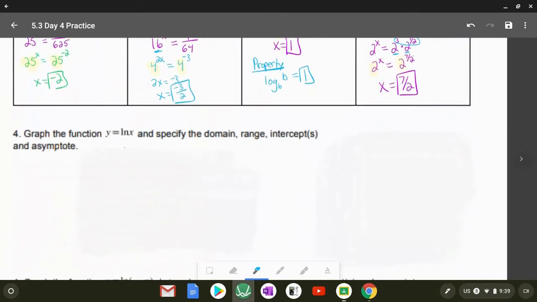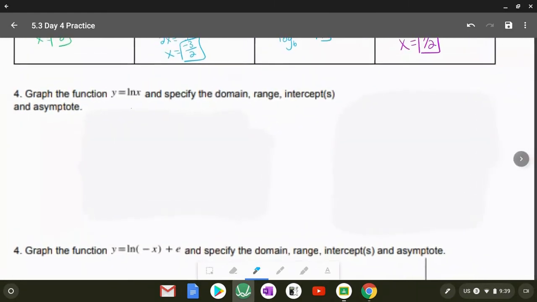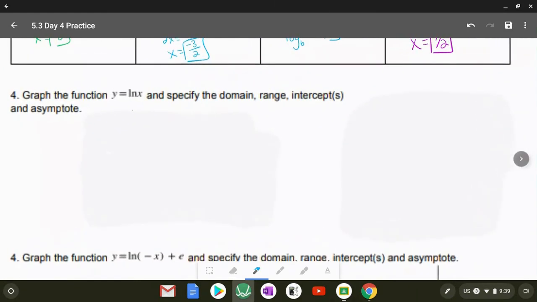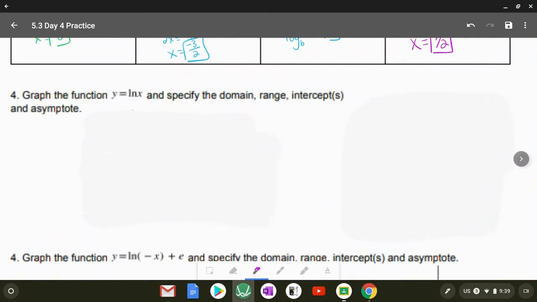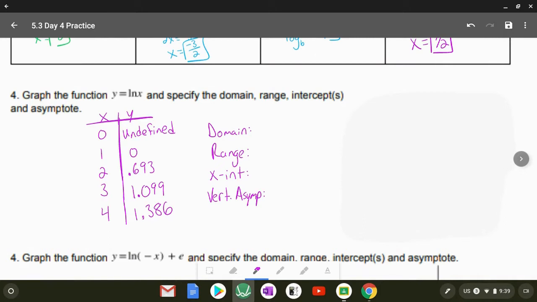If we take a look at number 4, we're going back to graphing, kind of like we did yesterday. It says graph the function f of y equals natural log of x. Yesterday we graphed just log functions. If we used our calculator, we could go ahead and just type this in. We get a basic table there. Again, we notice that natural log of 0 is undefined, and then we get some decimal outputs, and this is what our general graph looks like.